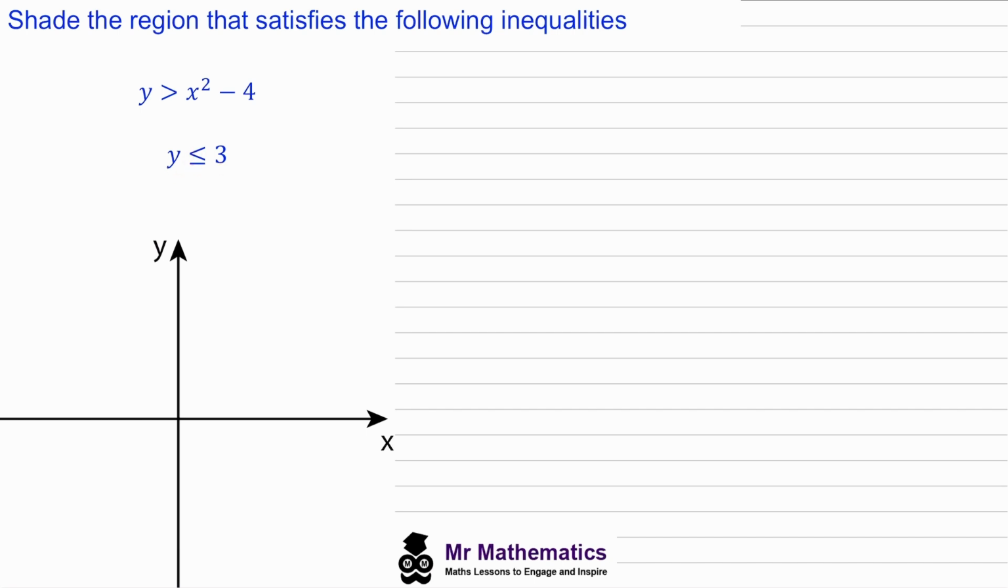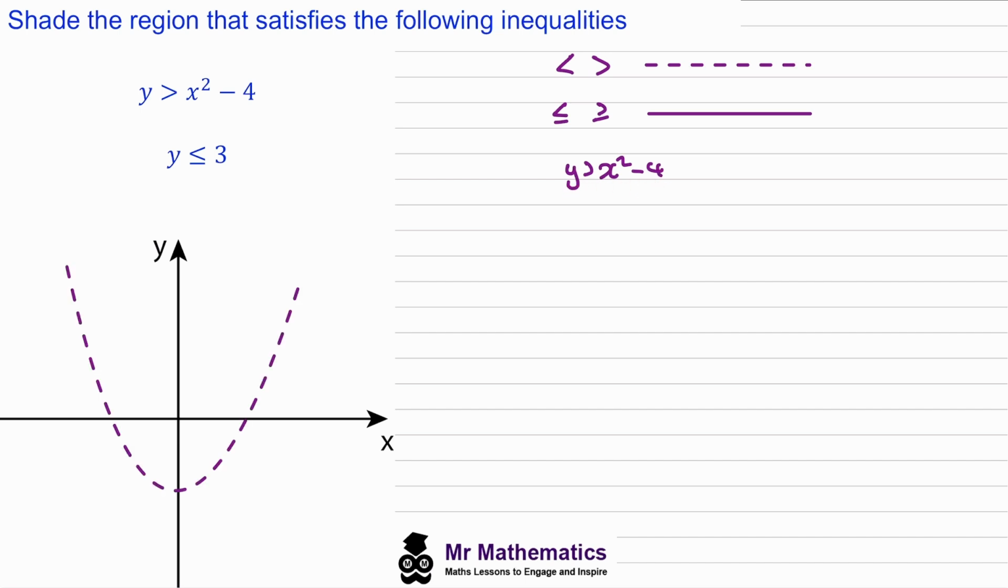So our first thing to know is that if it is less than or greater than, we use a dashed line. If it can be equal to, so less than or equal to, or greater than or equal to, we use a full line. So to show the inequality, y is greater than x squared minus 4, we can sketch this graph using the dashed line.